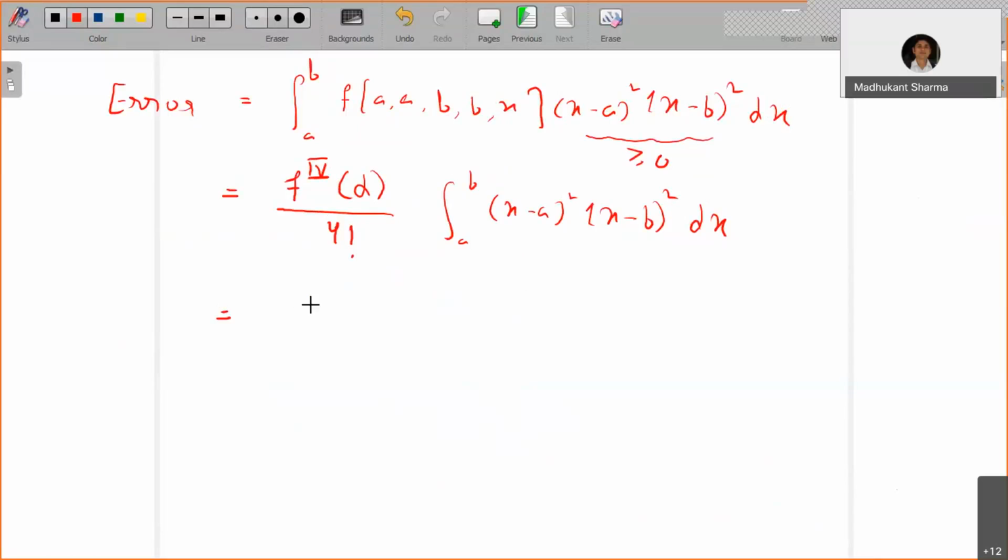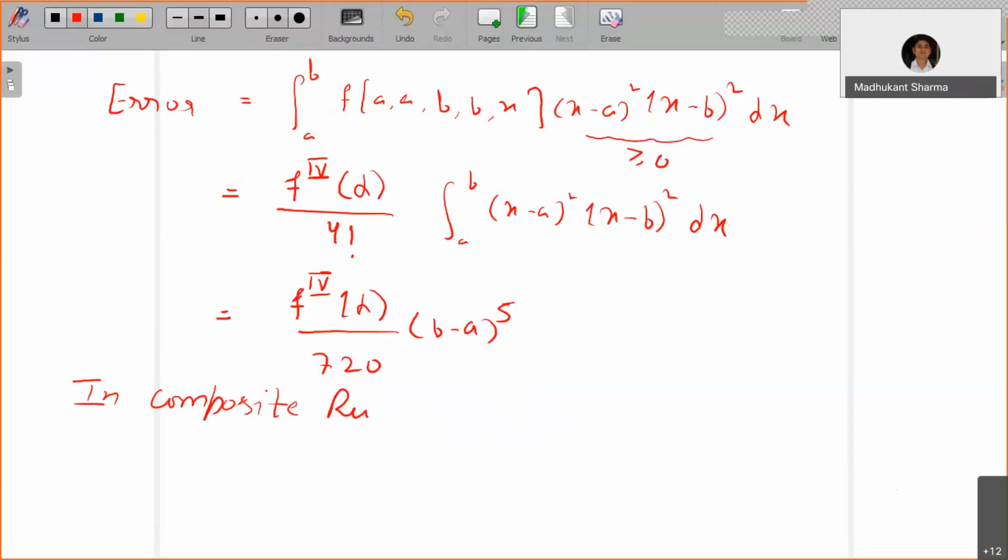And now if you simplify it, the final term is f fourth derivative at t divided by 720 times (b minus a) to the power 5. Here h is b minus a. So when you apply this corrected trapezoidal rule, this above is known as the corrected trapezoidal rule. If you apply it in the composite one, you will reduce one power here. So what you are expecting is of h^4. So in the composite rule, this is going to be of h to the power 5, and in the composite rule, the error we are going to see as big O of h to the power 4.